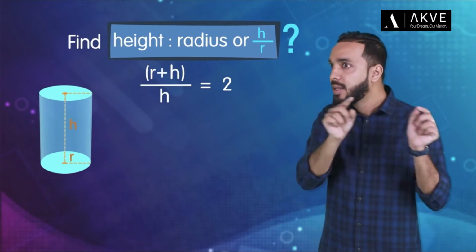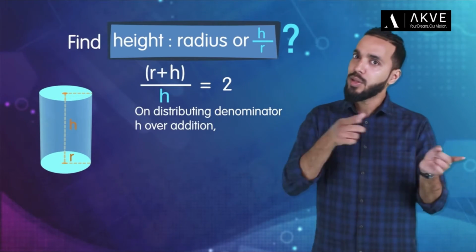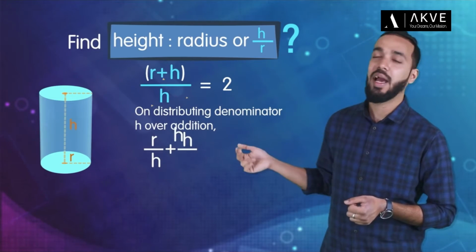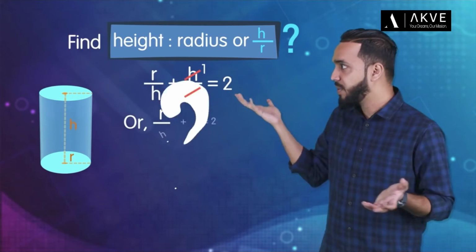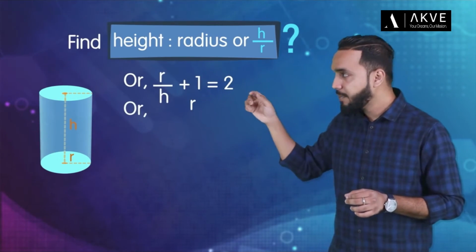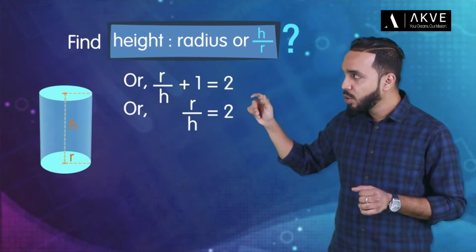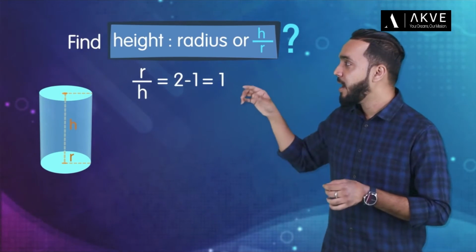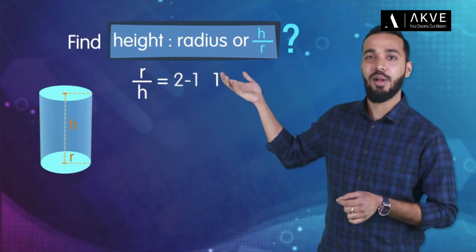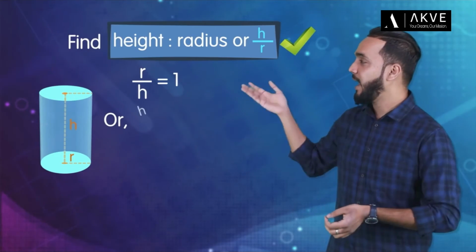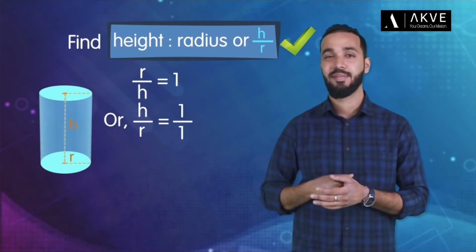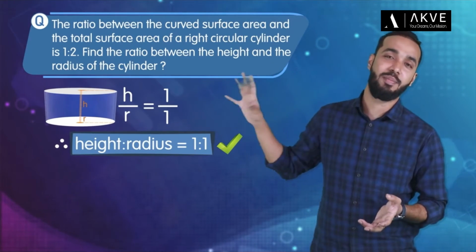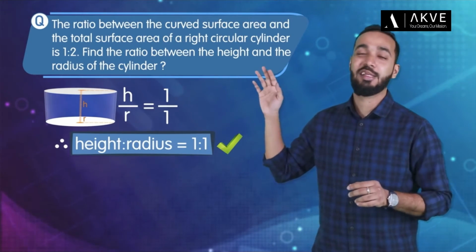Now we can distribute the denominator h over the addition, that is, r by h plus h by h is equal to 2. h by h is 1, then r by h is equal to 2 minus 1, which gives us 1. So basically, r by h is equal to 1, which is the same as h by r is equal to 1. There you have it. The ratio between the height and the radius of the particular cylinder is 1:1.